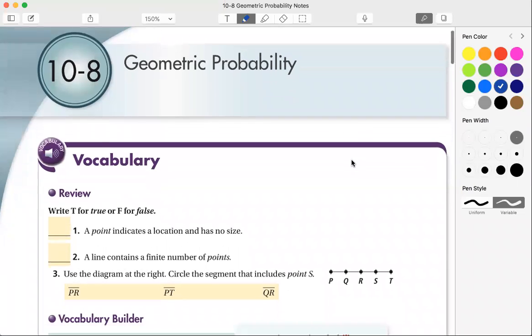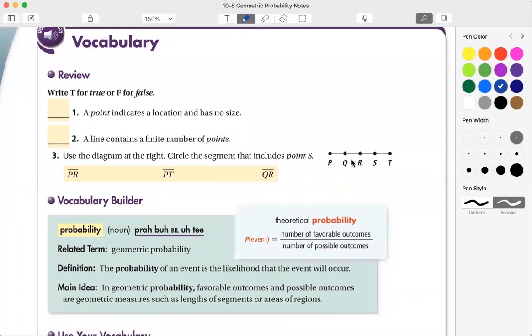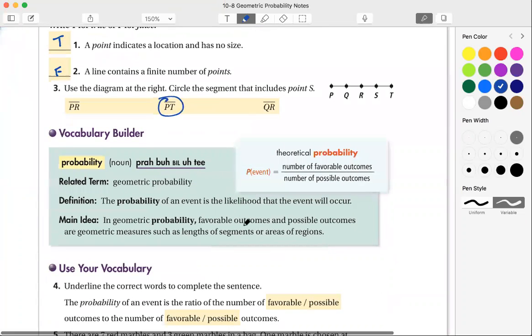All right, section 10-8, geometric probability. A point indicates a location and has no size. That's true. A line contains a finite number of points. That's false. It has an infinite number of points. Use this diagram to circle the segment that includes point S, and that would be the segment PT.